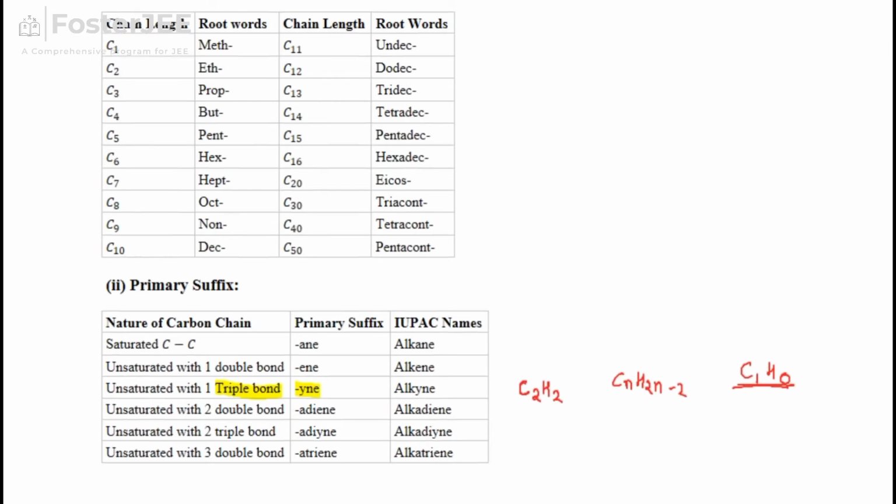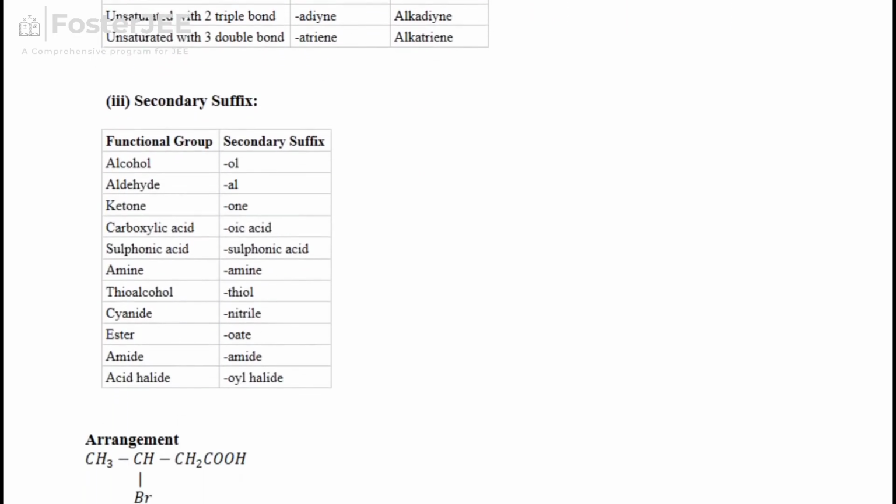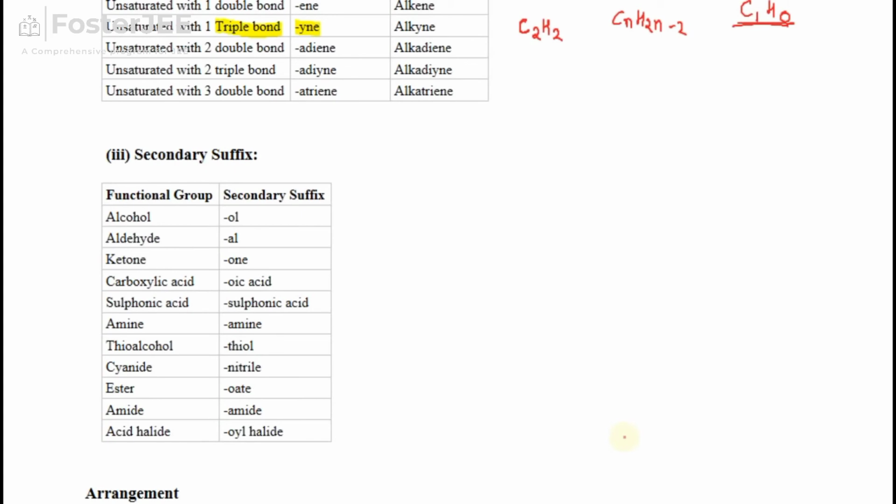Now move to the secondary suffix. The secondary suffix is added after the primary suffix to indicate the presence of a particular functional group.